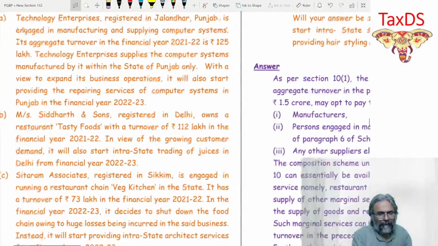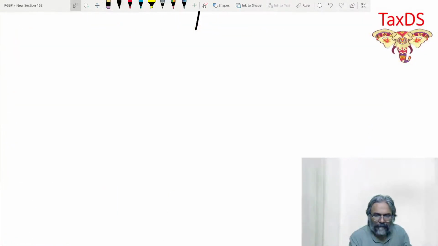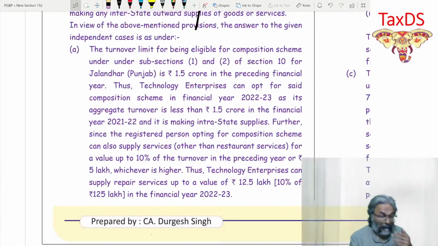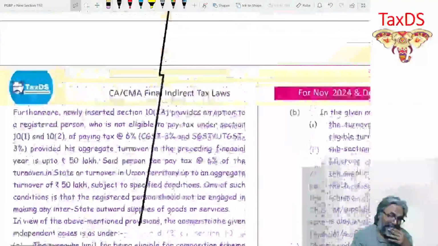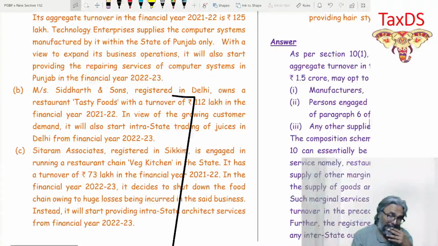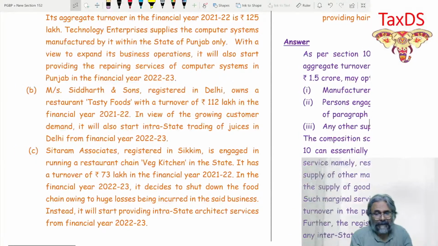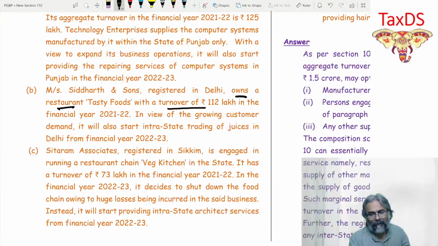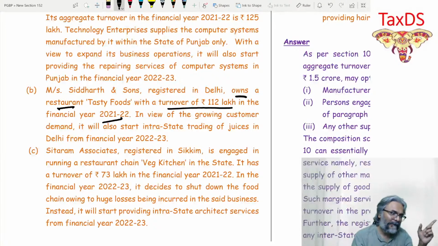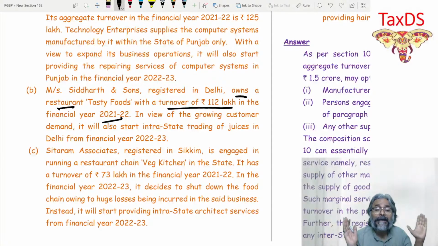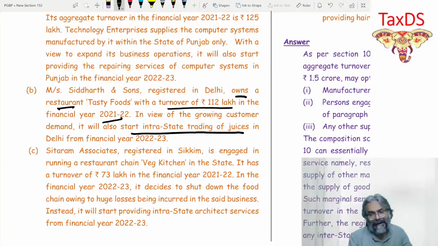Messrs. Siddharth and Son, registered in Delhi, owns a restaurant. Got it? Tasty Foods. With a turnover of 112 lakhs in the previous financial year. In view of growing customer demand, it also starts intrastate trading in juices. Beautiful question.